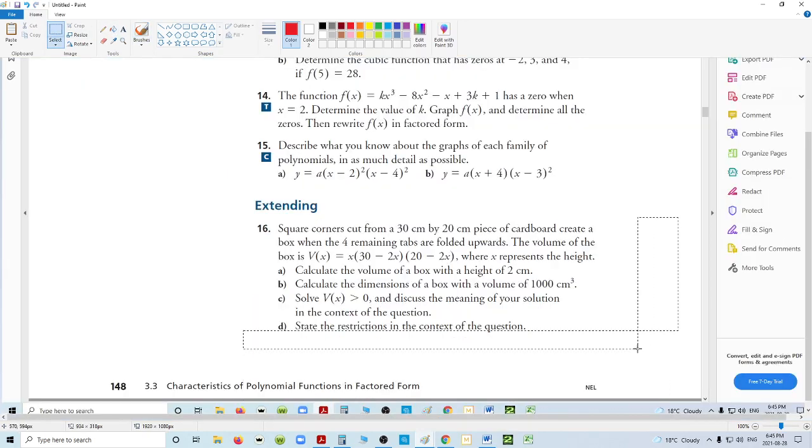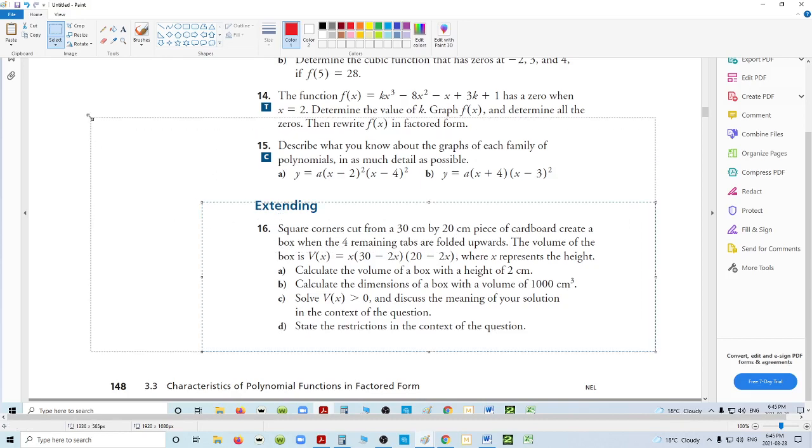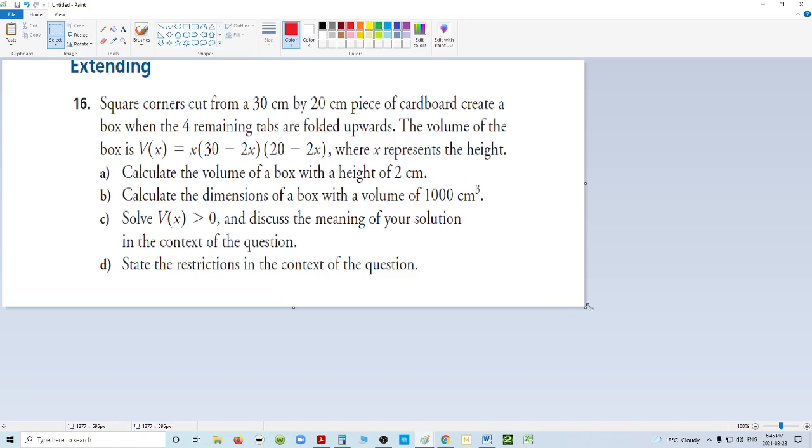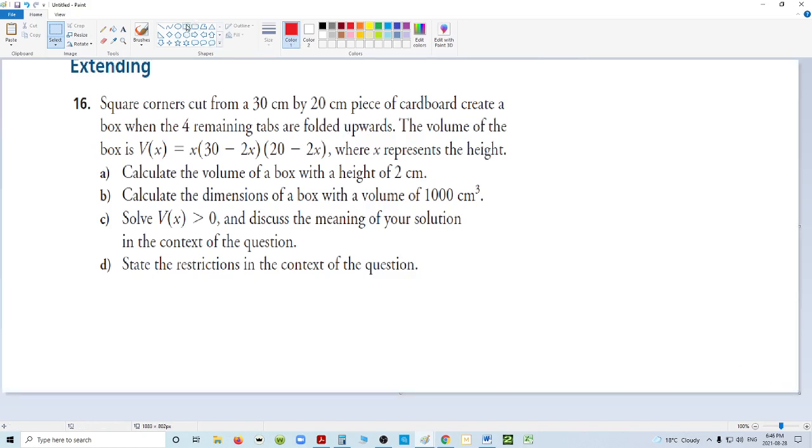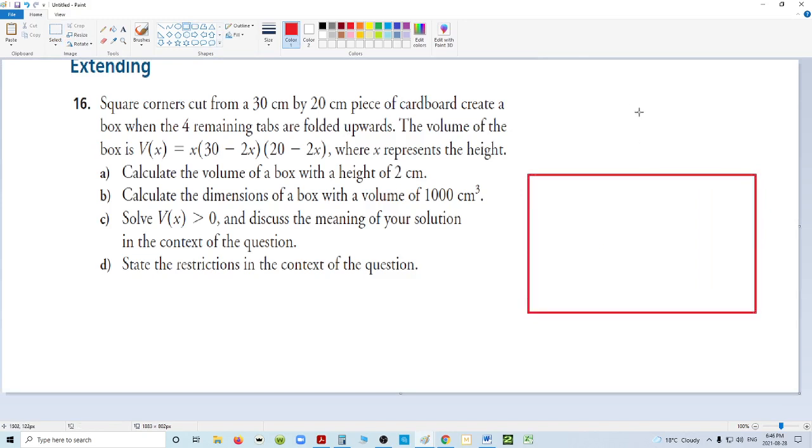So we got a 30 piece of cardboard, we're cutting the corners off. So I got a rectangular piece of cardboard, and I'm cutting. 4 remaining tabs are folded upwards. Square corners are cut. So we got square corners. So that's good to know. Square, square, and I assume they're all the same. So that's going to create a tab where you can fold up this part and this part to create a box.